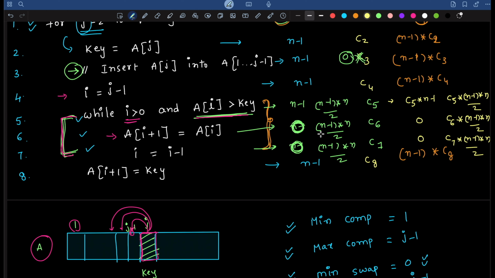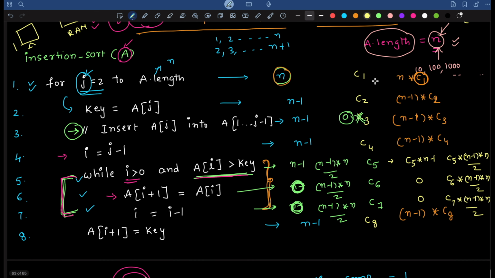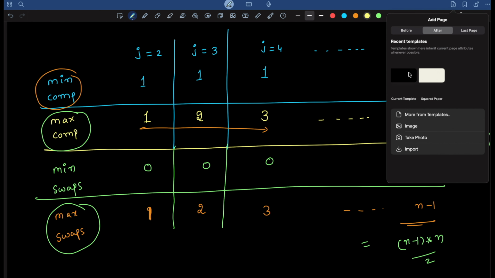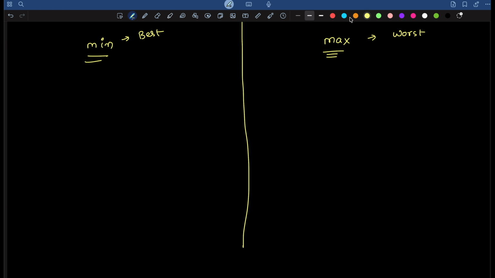Now let's calculate the overall time complexity of the entire algorithm. Earlier we had C1 into n. I need to add all of them to get the total time taken to complete the algorithm. Let me add all of them in detail. Again, I will analyze in terms of minimum and maximum case, where minimum is my best case and maximum is the worst case. What is the worst case time taken to complete the entire algorithm, and how much time will the best case take?